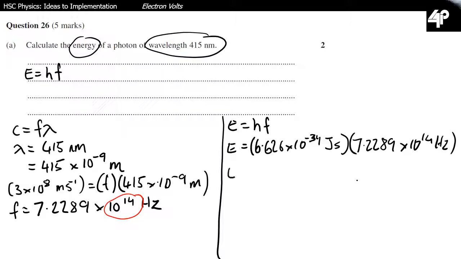When I put this through my calculator, I've actually already got the unrounded version of the frequency sitting there, so I'm just going to run with that. I'm just going to multiply it by the Planck constant, 6.626 times 10 to the negative 34, and this gives me an energy of, I'll write out exactly what's on my calculator, 4.789879518 times 10 to the negative 19 joules.